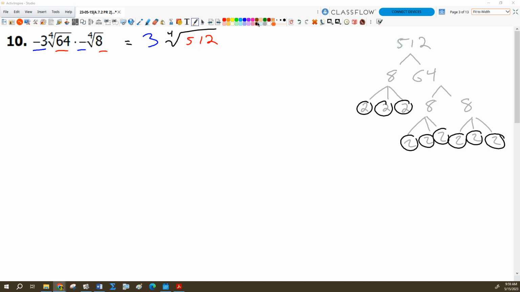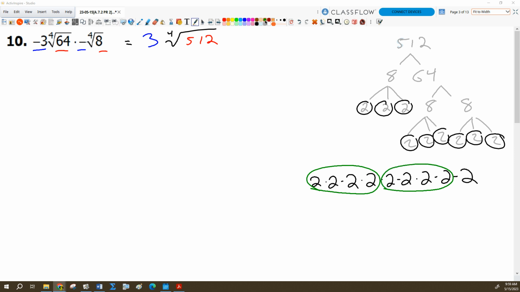Let's see, what do we get there then? So we get 2 times 2 times 2 times 2 times 2 times 2 times 2 times 2 times 2. Lots of 2s. Okay, you guys already told me quadruples go out, everything else stays in. There's a quadruple, there's a quadruple, so those guys go out.